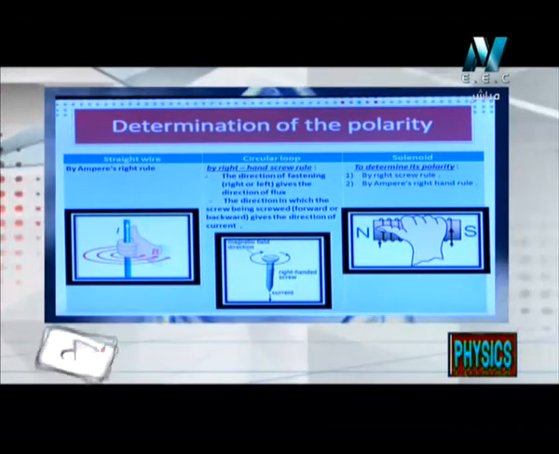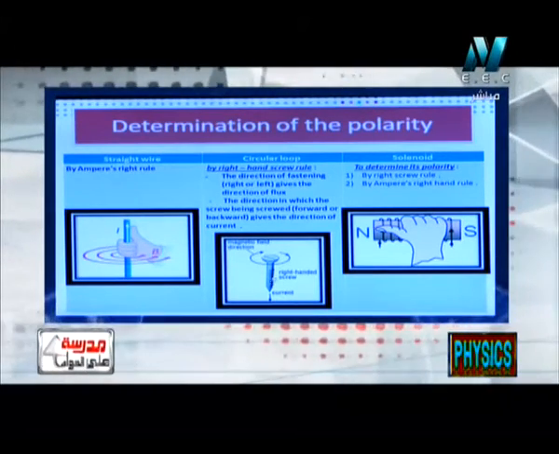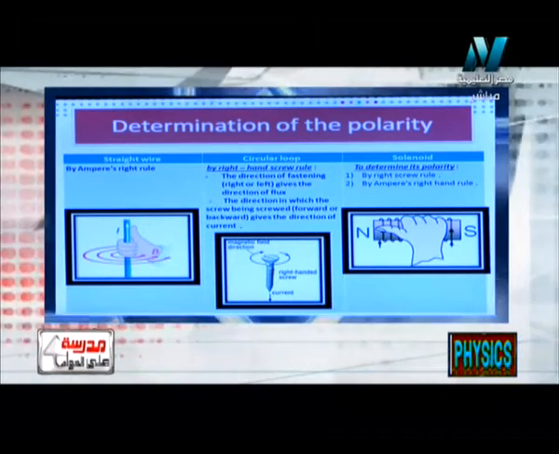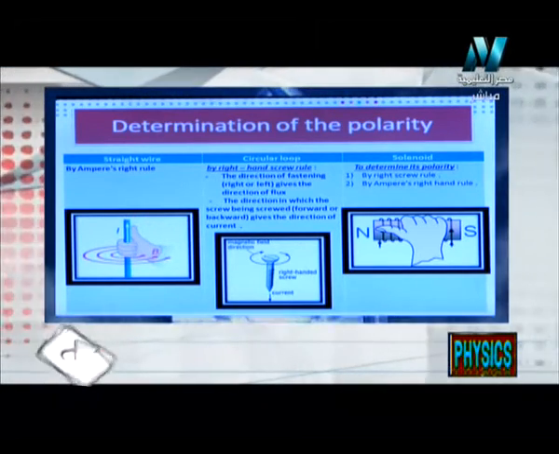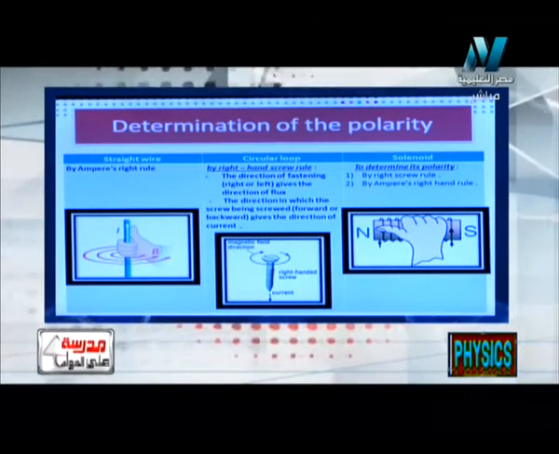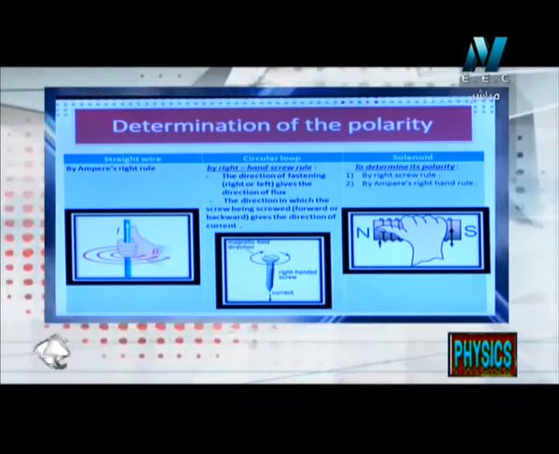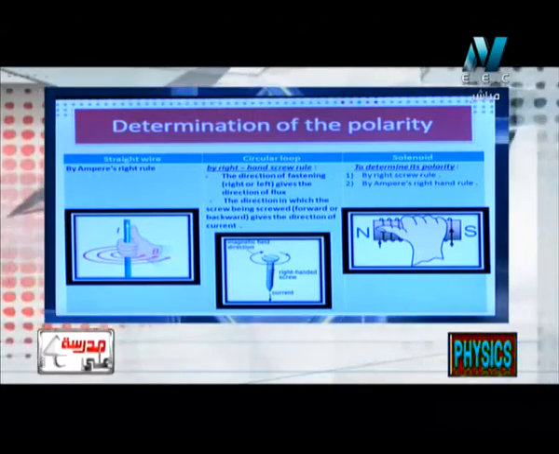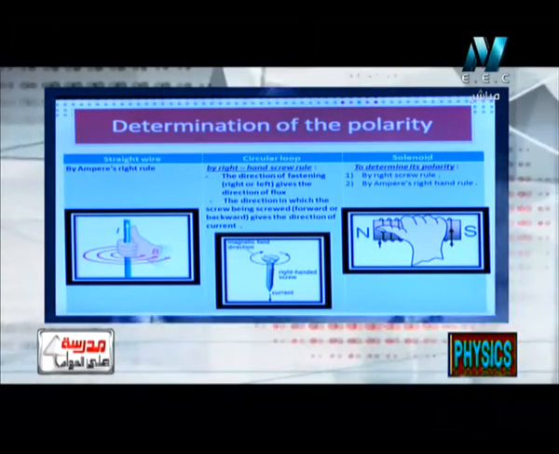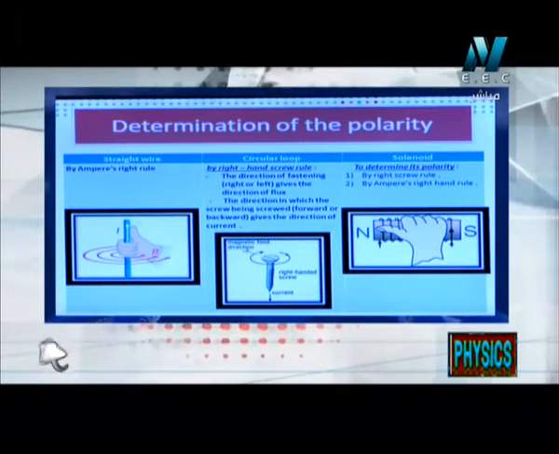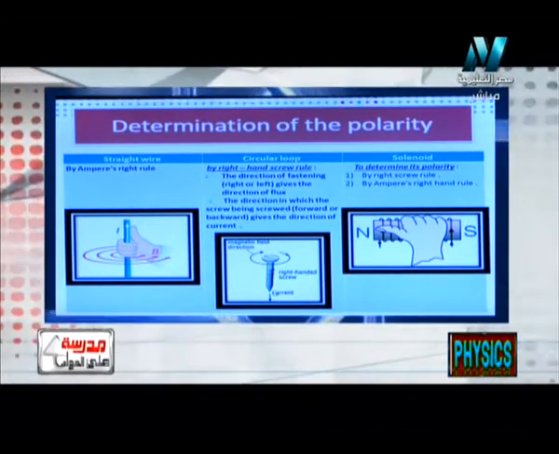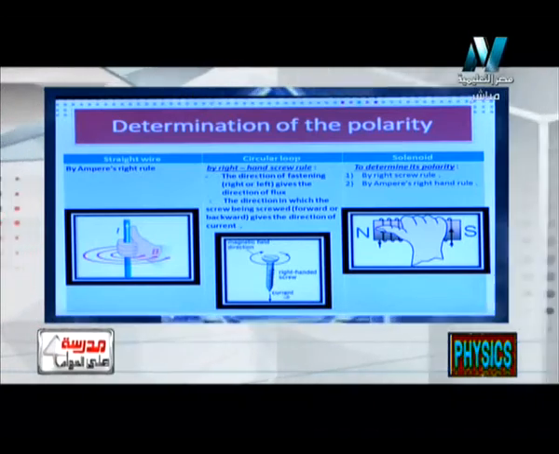Here, as we see in the drawing, we have a screw rule. The direction of fastening, in Arabic اتجاه الربط, in the upper part here represents the magnetic field direction. And the direction of motion represents the direction of current.